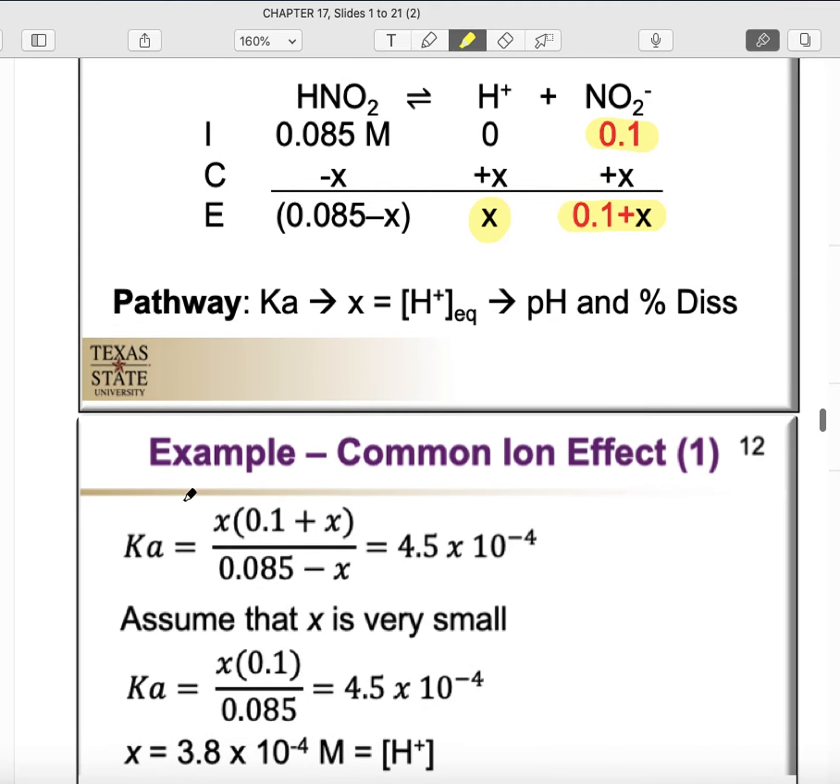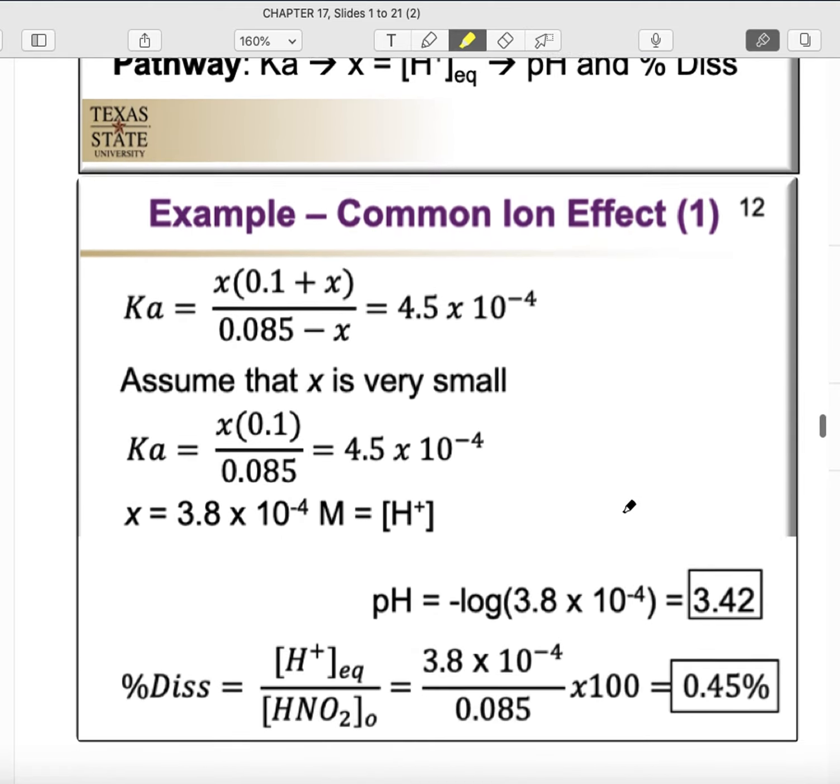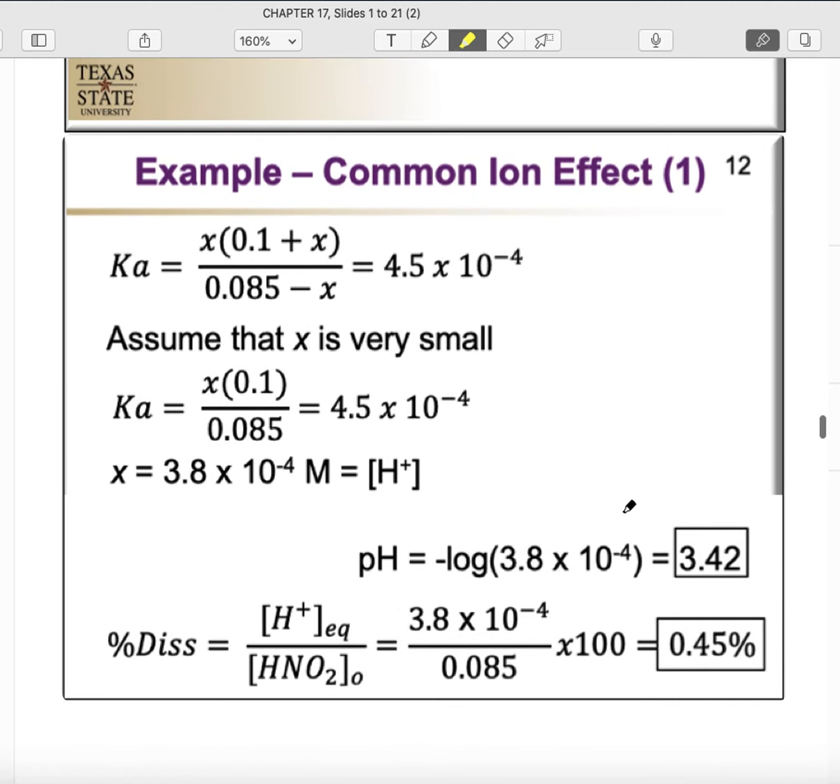As you can see here, we set up our Ka expression, which is equal to our product concentrations, X times 0.1 plus X, and that's exactly what we have, divided by the reactant concentration, which is 0.085 minus X at equilibrium. And all of that is equal to 4.5 times 10 to the negative 4, which is the value of Ka that was given to us.